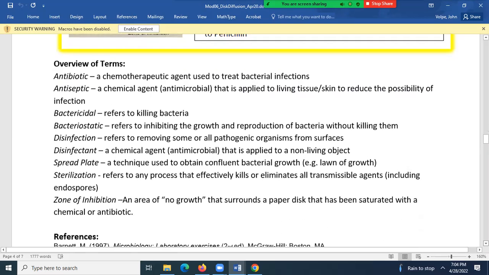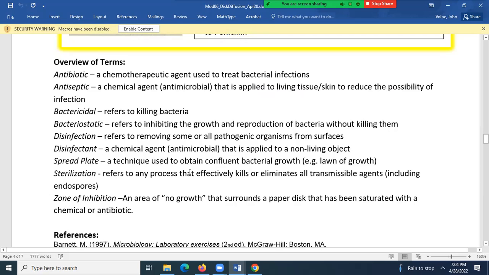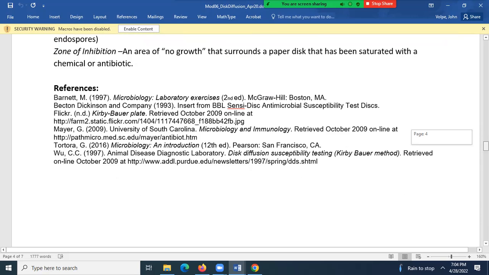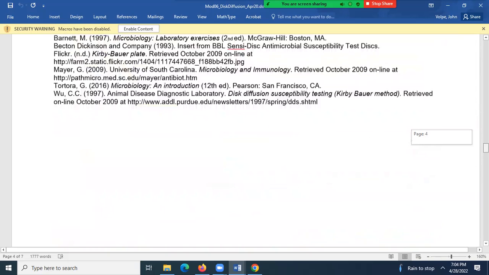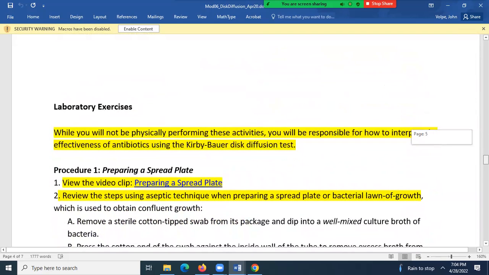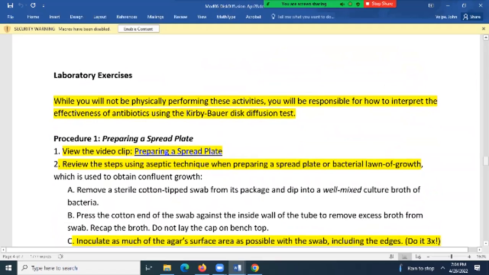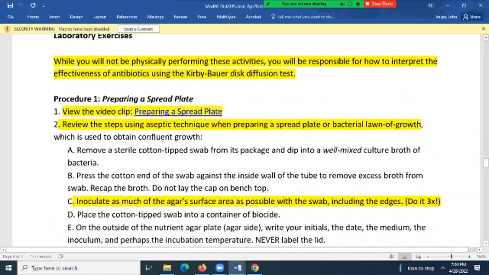All right. So here are the terms. You should know the terms for this lab. Go through that. You don't need to go through the references. In this laboratory, you're not physically going to be performing any of these activities. Everything's going to be done online. You will be responsible for knowing how to interpret the effectiveness of an antibiotic using the Kirby-Bauer disc diffusion test.